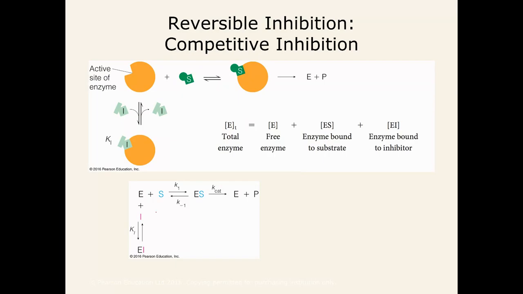This is showing it more in our equation format. See the E plus S, but now E is going to go and bind the inhibitor instead. But if you increase the amount of substrate, you're going to push it towards this way.